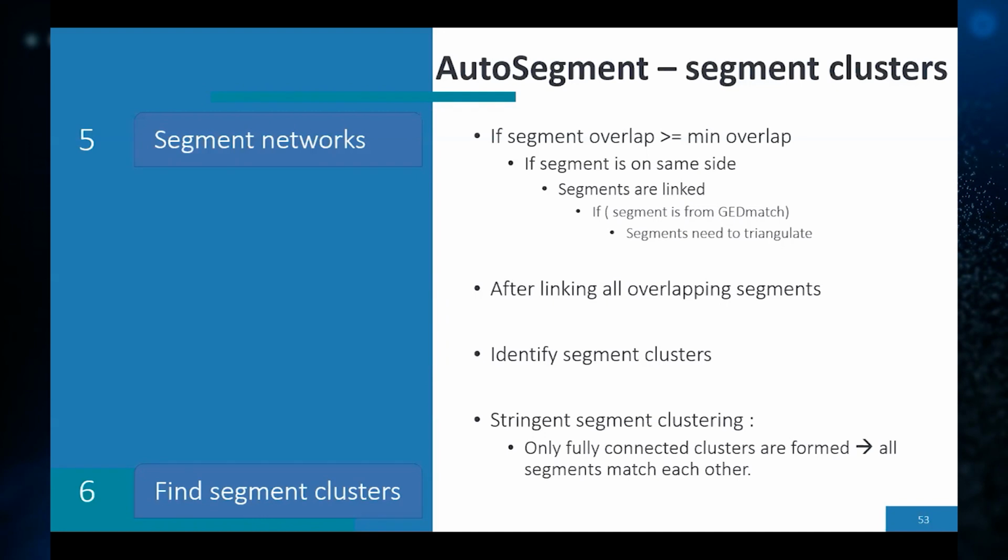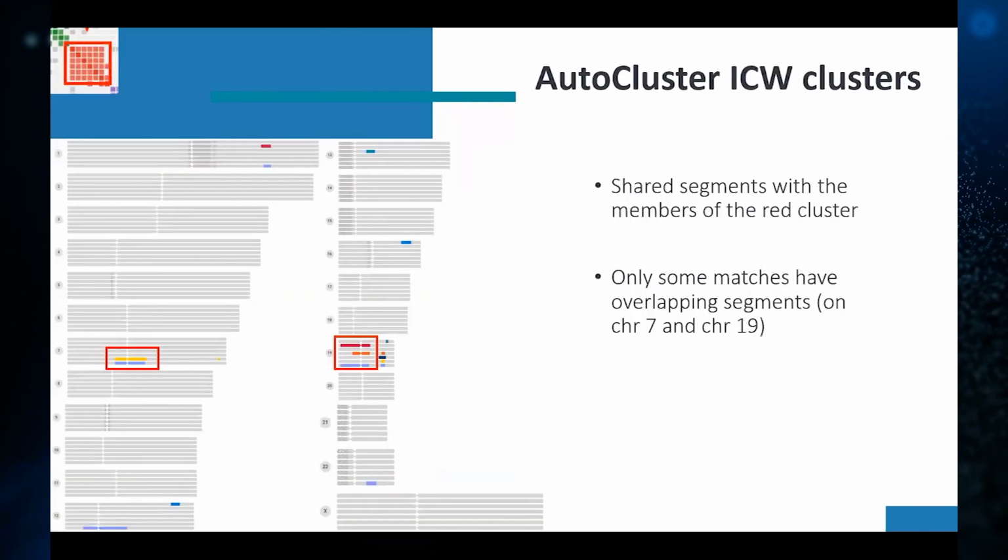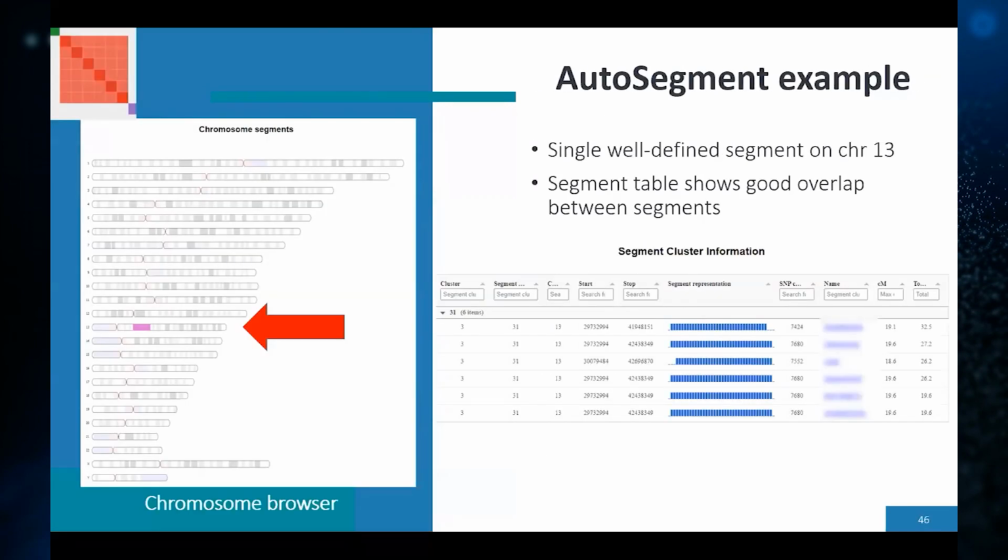We link them. And for GEDmatch, we introduce another criterion because from GEDmatch we download the triangulated data. We have a specific download from GEDmatch that takes the triangulated data. So after linking all of the overlapping segments, we identify segment clusters, and we do this very stringently. We only want clusters that are fully connected, so all segments should match each other. If you go back to the segment cluster over here, this is a cluster that is fully connected. See, everything is overlapping with each other.